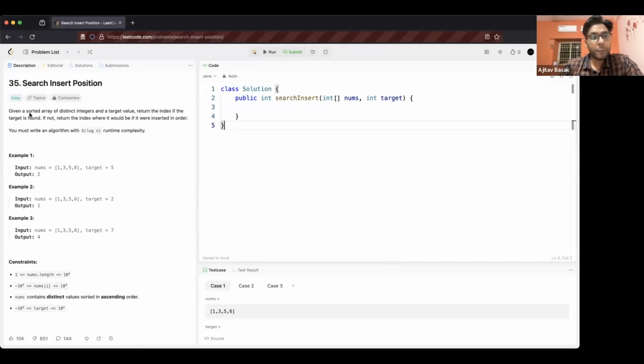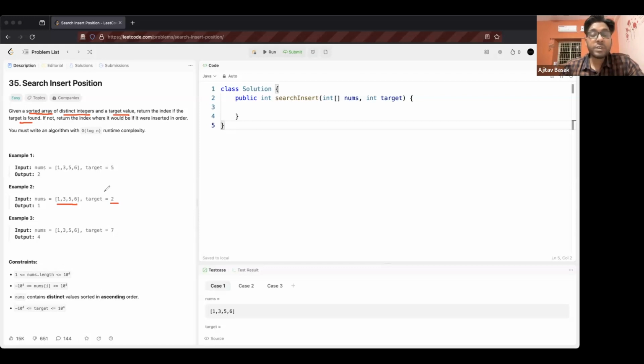Here the question is, we are given a sorted array of distinct integers, which means there is no repetition of the number present in the array. We are also provided with a target value. We have to find out the index of the target if it is found. If not, we have to return the index where it would be present if it were inserted in order, which means assuming the example 1356, there is no target value 2.